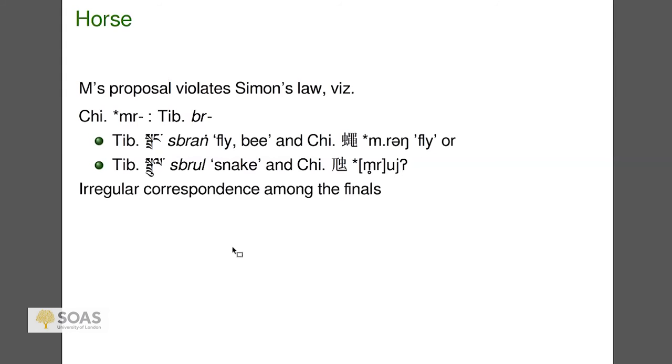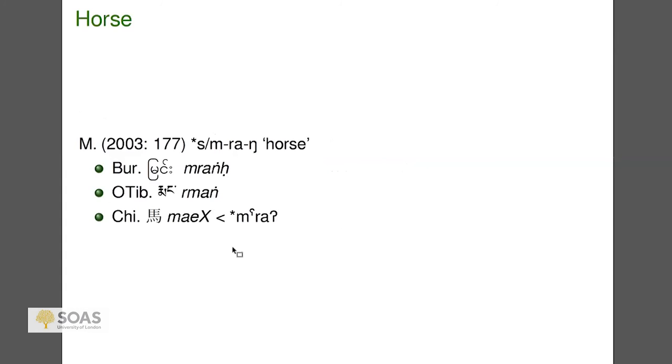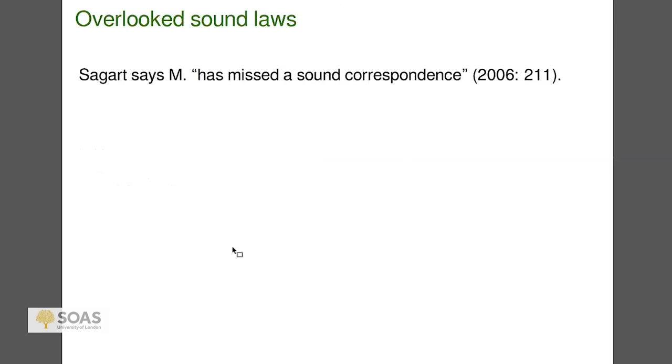And also, Matisoff's reconstruction for horse doesn't work in terms of the finals, because you see where Chinese has a glottal stop, Tibetan should have one. So let's just look at the horse forms. If Chinese has mra, then Tibetan should have mra, basically, but it doesn't. So we conclude that horse is a Wanderwort. That's the technical term for these sort of cultural, technological words that spread quickly across language families. And this is supported by archaeology, as I mentioned yesterday.